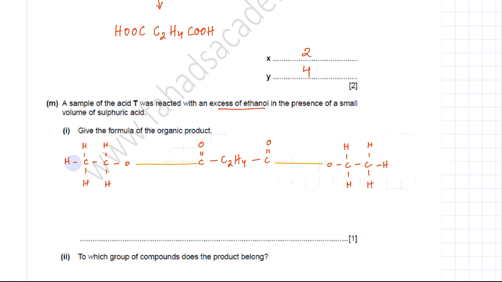We need to write the formula of this. So let's start writing from this side. The first thing over here is CH3, followed by a C and 2H, so that's CH2, followed by an oxygen, then a C double bond O, so that's CO, followed by C2H4, then you have C double bond O, so that's CO, followed by another oxygen, then you have CH2, and after that you have CH3. So this is the formula of the organic ester that would be formed.